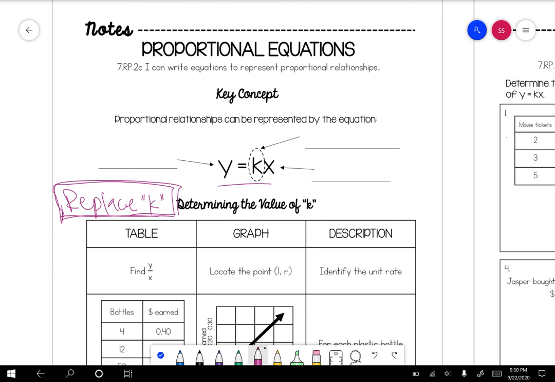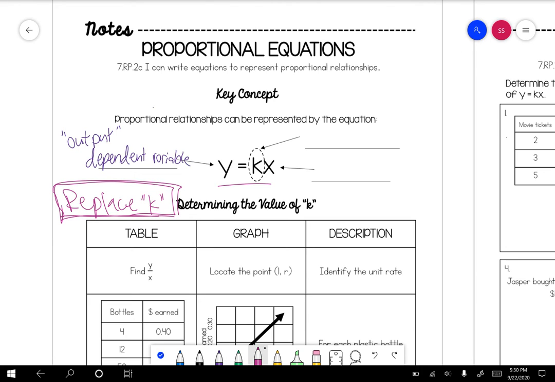Let's talk about it. The Y is basically what we could call the output because it's dependent on the other one, so it's going to be your dependent variable. If we're talking about cookies sold and money earned, however many cookies are sold gives us a different outcome of how much money we get, right? So that's what it means by output.